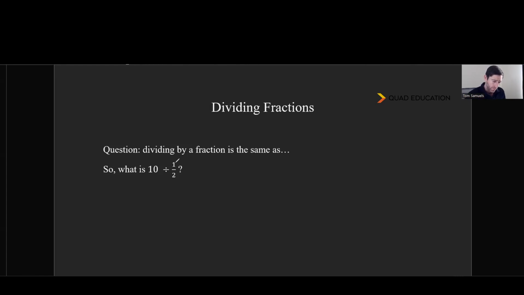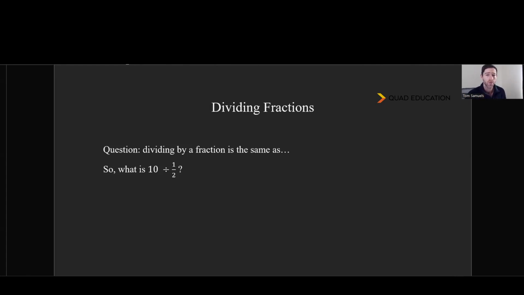What is 10 divided by 1/2? Take a second and see if you know what that is. Before I answer that, we'll ask another question: dividing by a fraction is the same thing as what? Dividing by a fraction is the same thing as multiplying by the reciprocal, which is whatever that fraction is, just turned upside down.